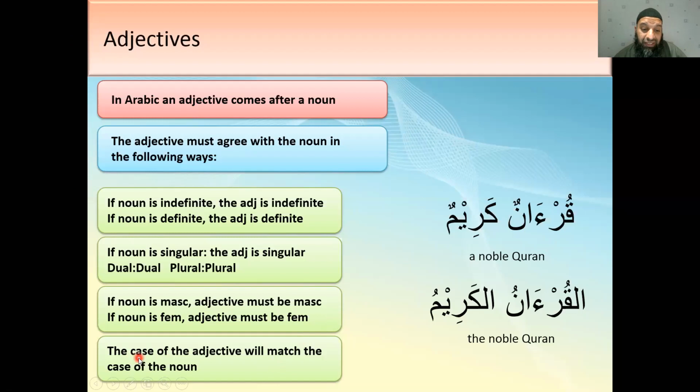The last one, the case of the adjective will match the case of the noun. So it's not going to be Qur'anun Kareemin. It's not going to be Qur'anun Kareeman. It's going to be Qur'anun Kareemun. They both are marfu and the ending is the same. Al-Qur'anu Al-Kareemu. Both have al, both are singular, both are marfu. Yes? So that's just something there in the Quran for you to see. You don't have to worry about that too much because it's already written.